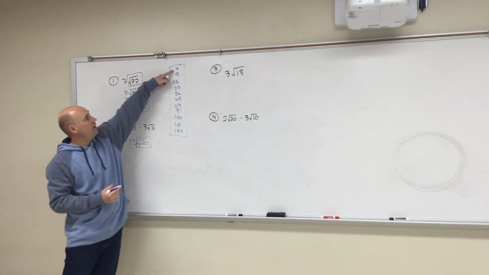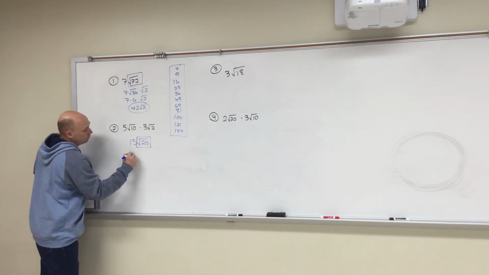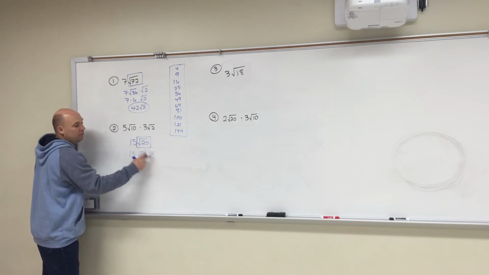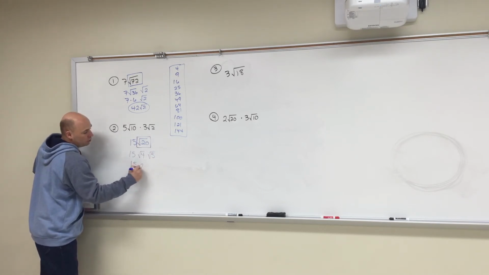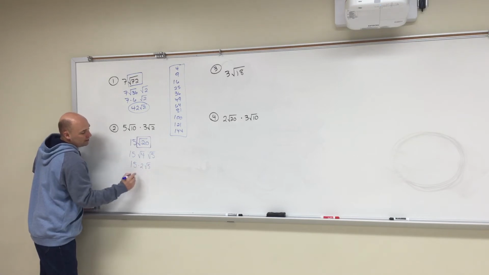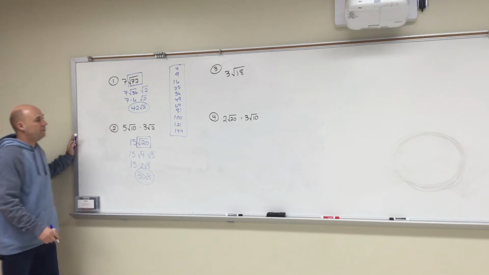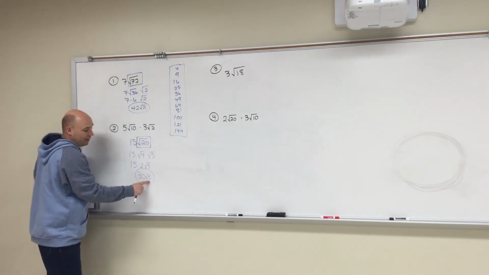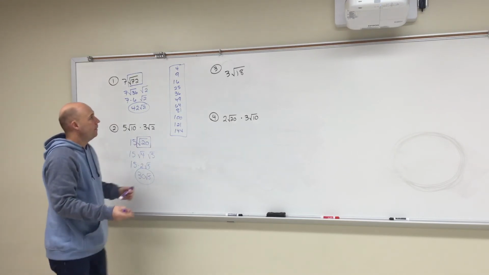And the largest one that divides into 20 is 4. So I'm going to say this is 15 radical 4 radical 5, because 4 times 5 is 20. Okay? The square root of 4 is 2. 15 times 2 is 30. So my answer is 30 radical 5. Again, notice how none of these numbers divide into 5 evenly. That's what I'm looking for here, okay?